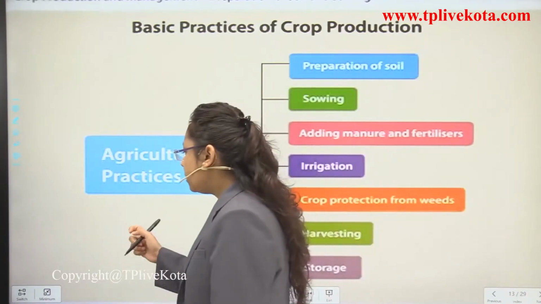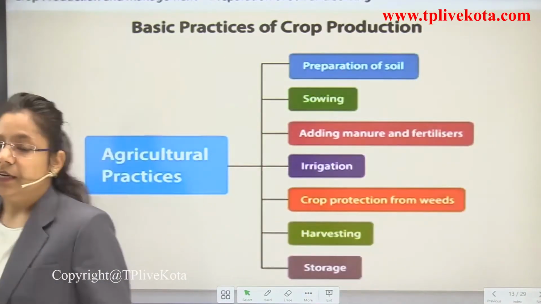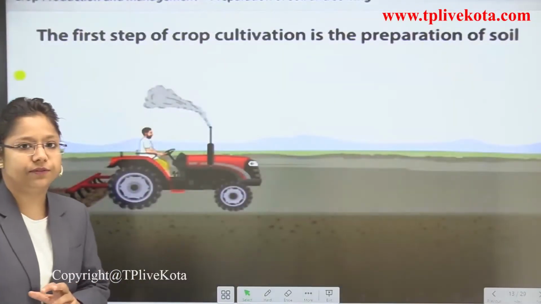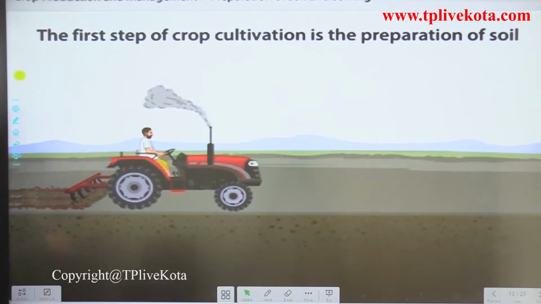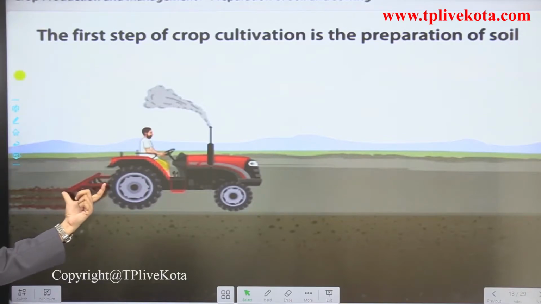Now let us see how the plowing occurs. Through this video, I am going to tell you how the plowing takes place. First is the preparation of the soil which we have to do. Now what the farmer is doing: the farmer is using this tractor, and the plows are attached over here.